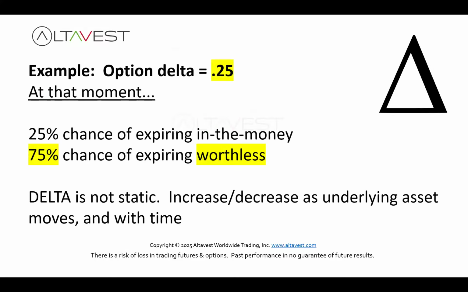For example, if an option delta is 0.25, that means there's a 25% chance that option would expire in the money. And conversely, that means there's a 75% chance the option would expire worthless. Remember, delta is a number that doesn't remain static. It's always moving with the price of the underlying asset and as time moves by.